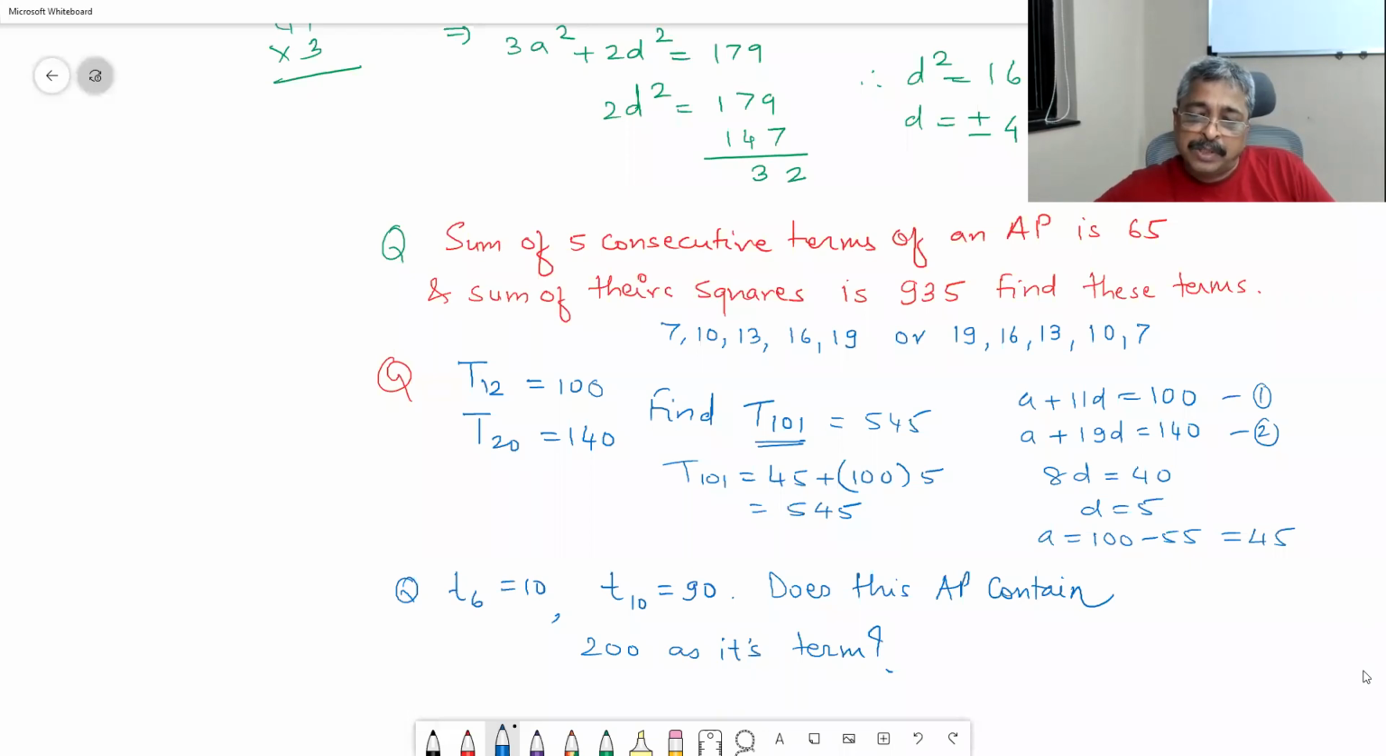Okay, the answer for this is no, for obvious reasons. You can find out the terms which are contained in this particular AP, less than 200 and greater than 200, and therefore 200 is not there. That is where we stop for the day.